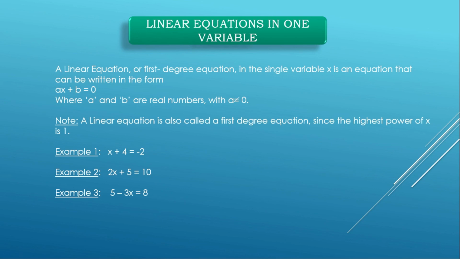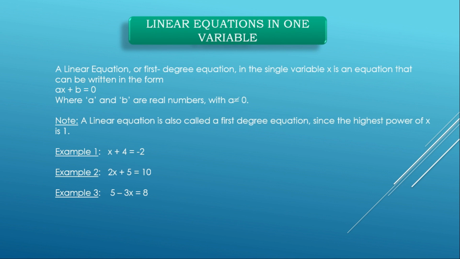So moving to linear equations in one variable. A linear equation or a first degree equation in a single variable x is an equation that can be written in the form ax plus b is equal to 0, where a and b are real numbers. Real numbers means it can be plus 1, plus 2, plus 3, etc. up to infinity, or minus 1, minus 2, minus 3 up to infinity. So these are real numbers. This a and b are real numbers where a should not be equal to 0.